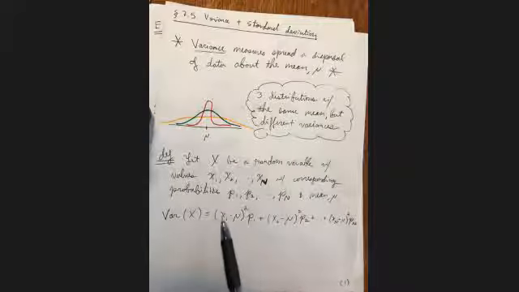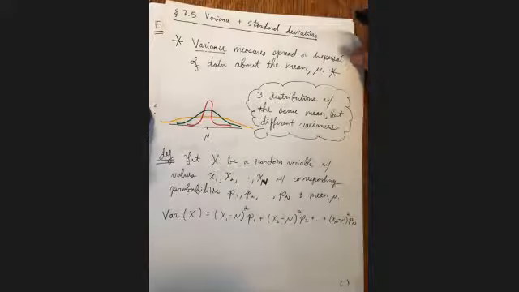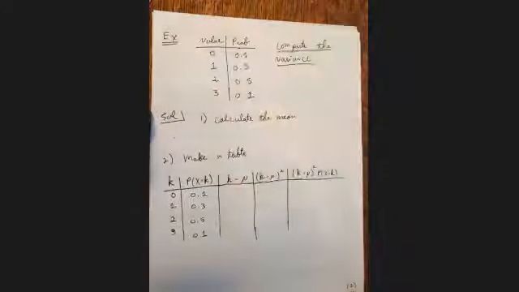So again, take the value, subtract the mean, square it, multiply by the probability, do that over and over again, and add them all up, you get the variance. So let's look at an example, how to do this computation.